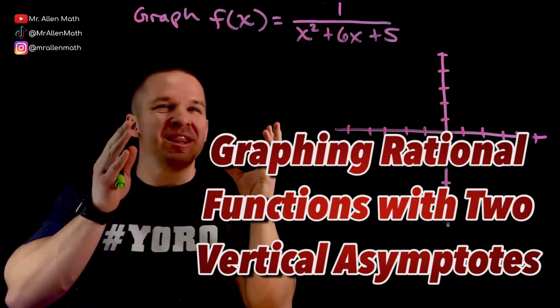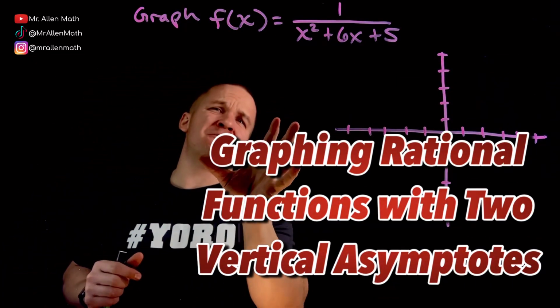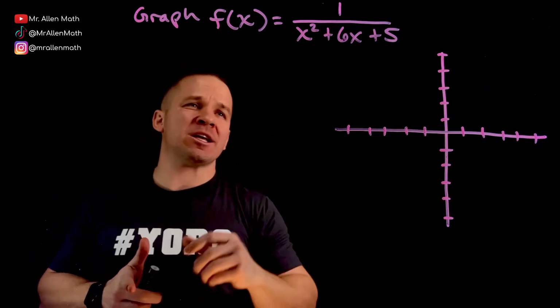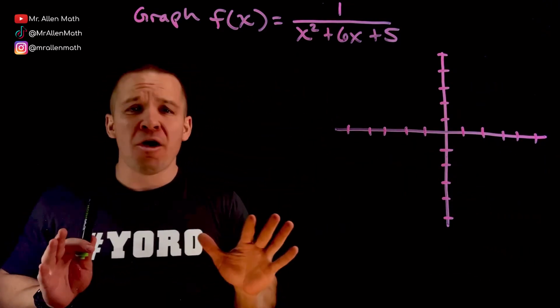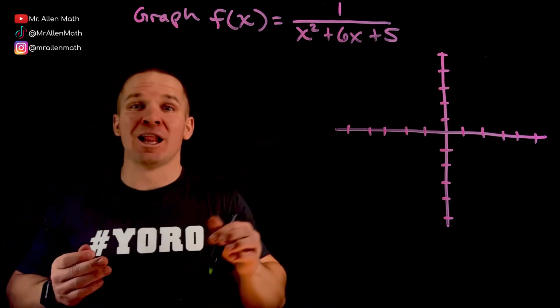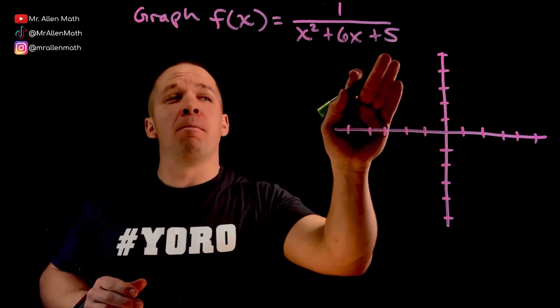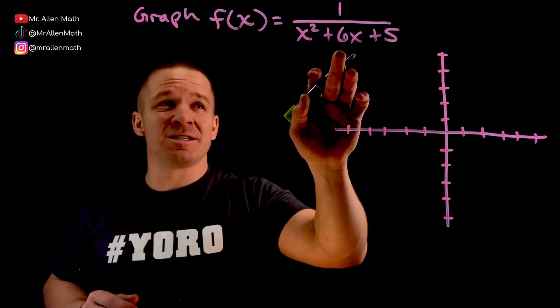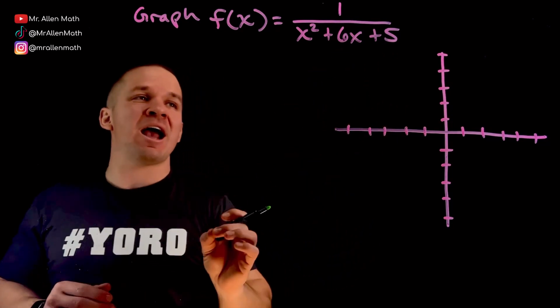We're about to graph this rational function f of x equals 1 over x squared plus 6x plus 5. But first things first, we've got to factor that denominator. So I have to figure out what multiplies to 5 and adds to 6. That's going to be 5 and 1.